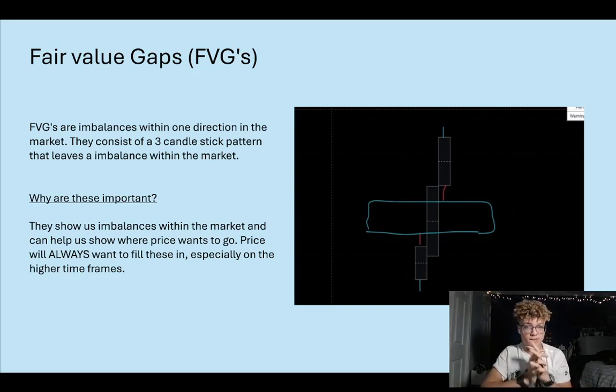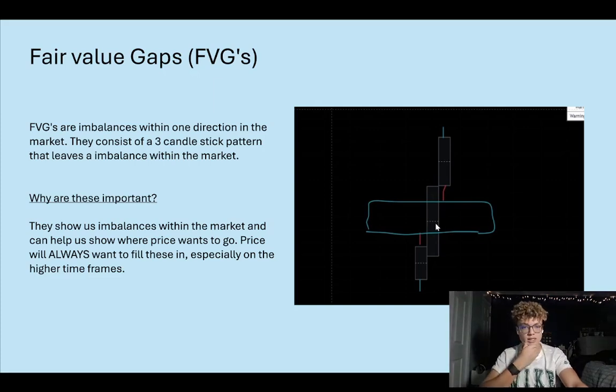Fair value gaps are imbalances within one direction of the market, whether that's bullish or bearish, and they consist of a three candlestick pattern. So right here, I drew this one out because it's a little easier to see. We have a bullish fair value gap. In this case, we have the top of the bottom wick in red, and then the bottom of the top wick also in red. So right here, we have this bullish imbalance that was left behind.